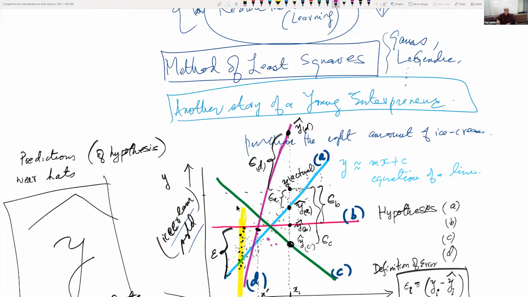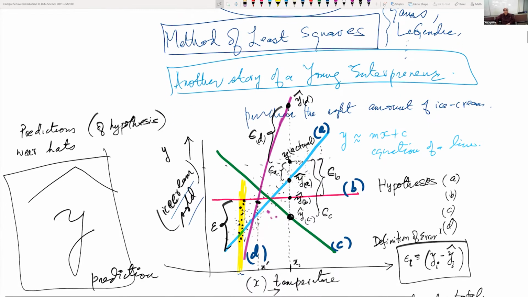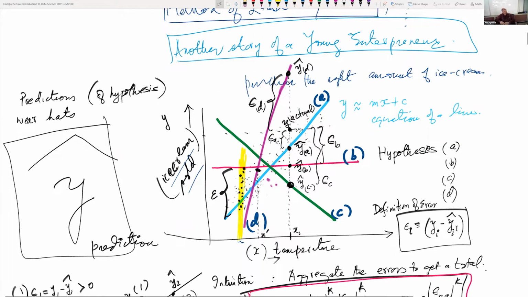First, we quantify the error. So you make a prediction and you see how wrong the prediction was. You may say that today is 70 degrees and I need, let's say, 110 pounds of ice cream. But it turns out that on that day, only 80 pounds of ice cream sold, right? So you had an overestimation. You were wrong by 30, you overestimated by 30. Someday it could be the opposite.